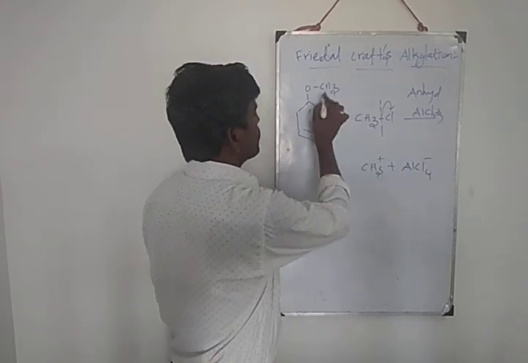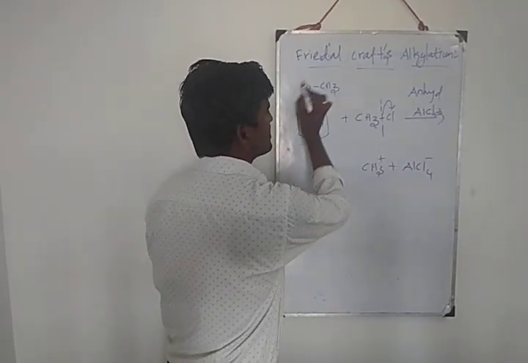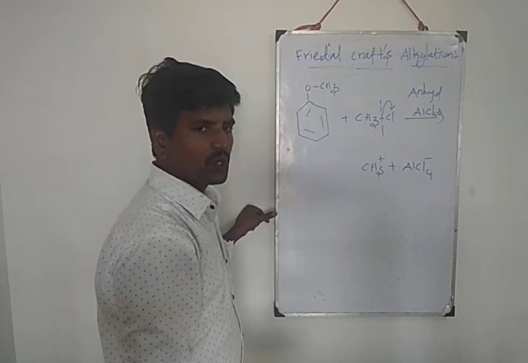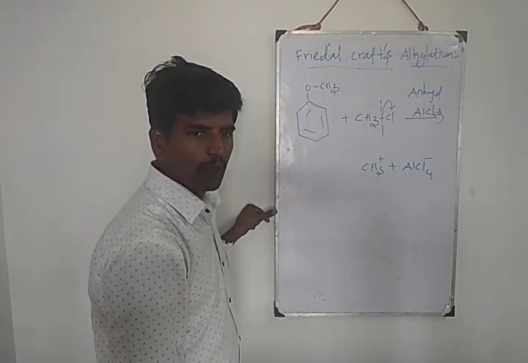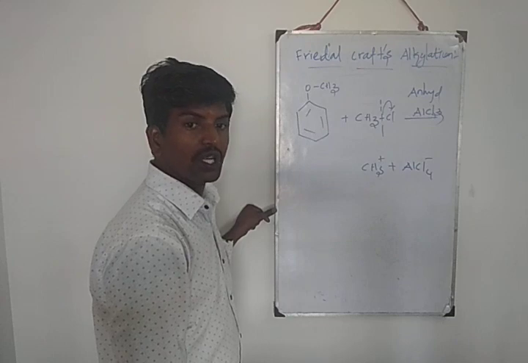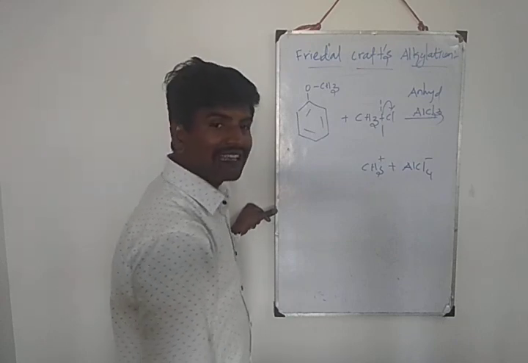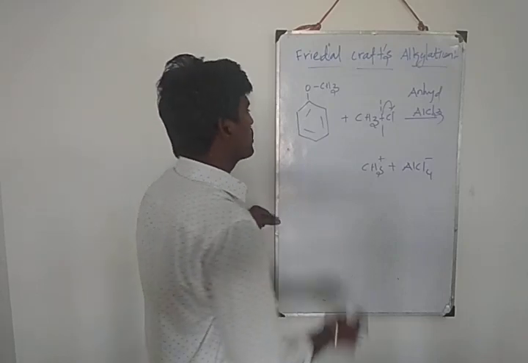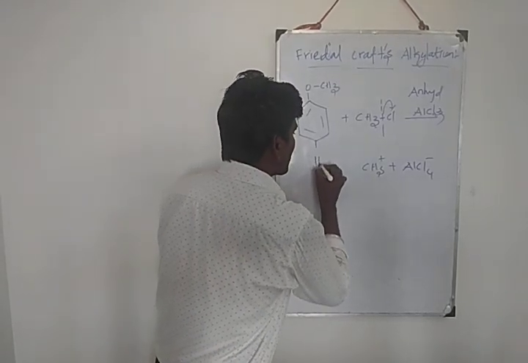Next, the OCH3 alkoxy group is an ortho para directing group. So the chemical reaction takes place in the para position and the ortho position, and it gives a mixture of products. Mostly the reaction takes place in the para position, so I would like to show the hydrogen atom in the para position.